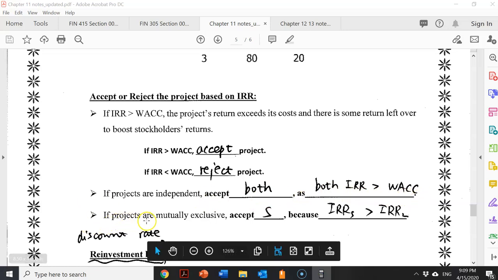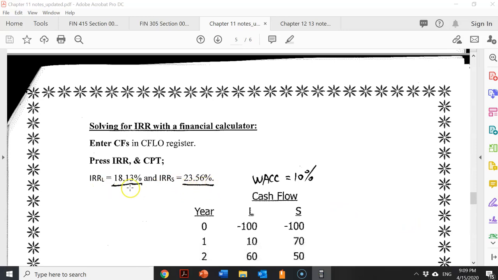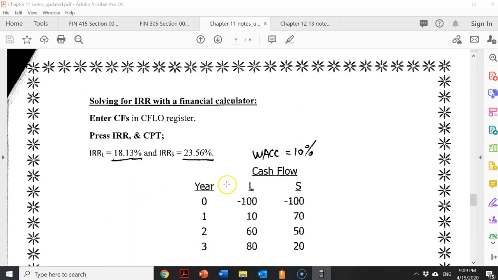However, if projects L and S are mutually exclusive, which means we can only accept one of them, we would accept S because S has a higher IRR than L. S has an IRR of 23.56. L has an IRR of 18.13. So if these two are independent, we accept both. If they're mutually exclusive, we accept the one with higher IRR, which is S.